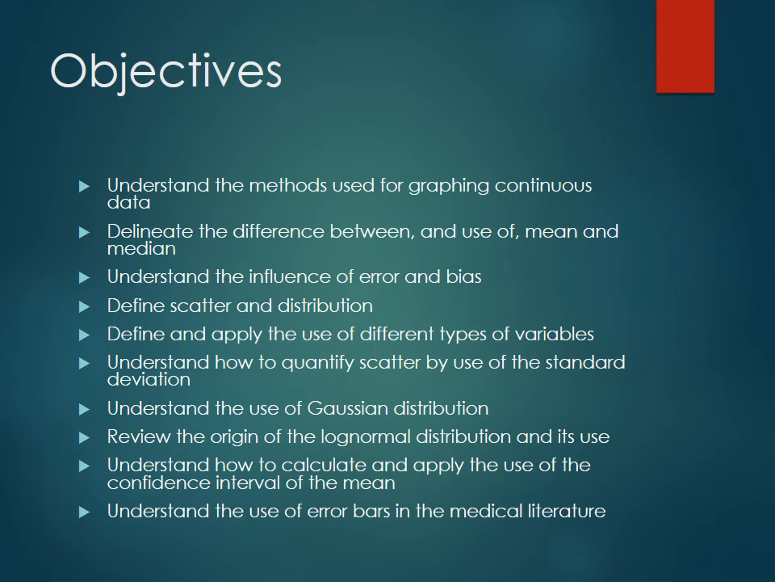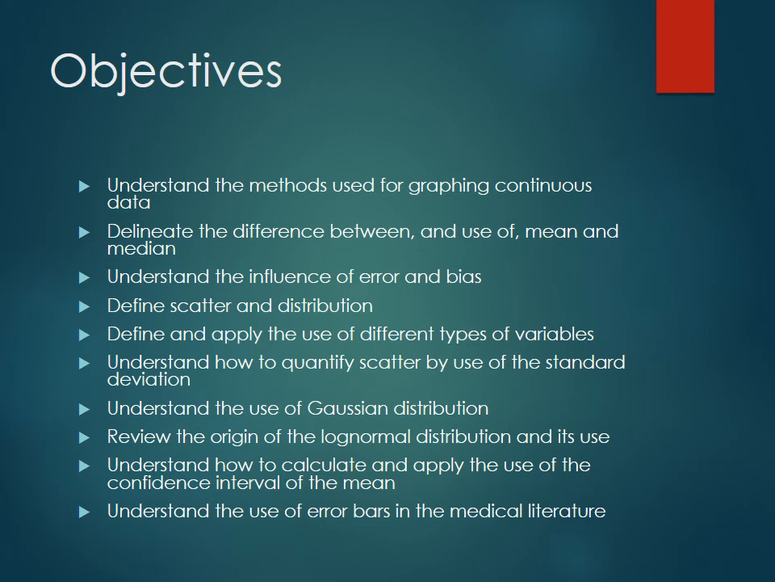Looking at error and bias, scatter and distribution around, especially means, especially when we're looking at graphs. Look at the application and use of different types of variables and where they might fit into different types of research you might be doing. Understand how to quantify scatter by using the standard deviation, as we heard alluded to previously. Then we're also going to look at the Gaussian distribution. I will tell you right now that I will probably frequently refer to this as the normal distribution. I'm going to use those terms interchangeably, so just FYI.